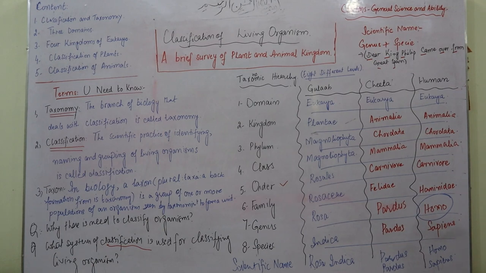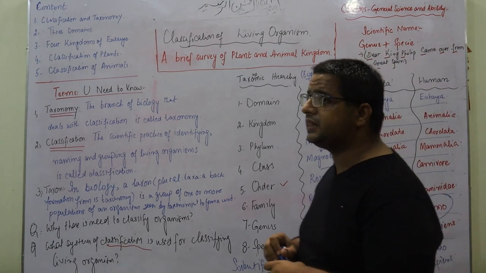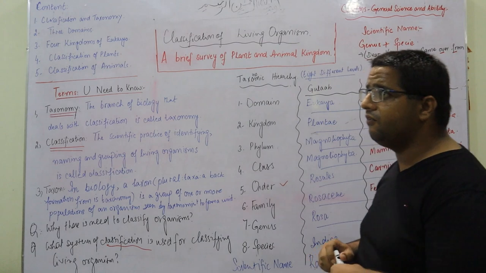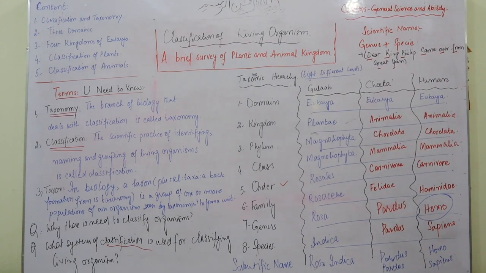Dear, domain; King, kingdom; Philip, phylum; Came, class; Over, order; From, family; Great, genus; Spain, species. So we are going to classify these three organisms from the 1.9 million species that have been discovered.